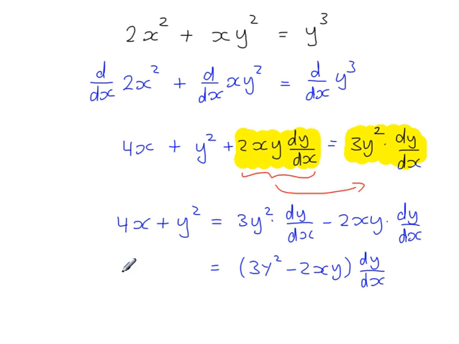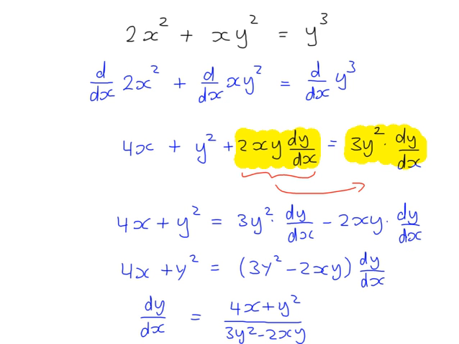dy by dx, and that's all equal to 4x plus y squared, and then finally dy by dx is equal to 4x plus y squared over 3y squared minus 2xy. So to work out the gradient at any point on this curve, you just substitute the x and the y coordinate for a particular point into this derivative.